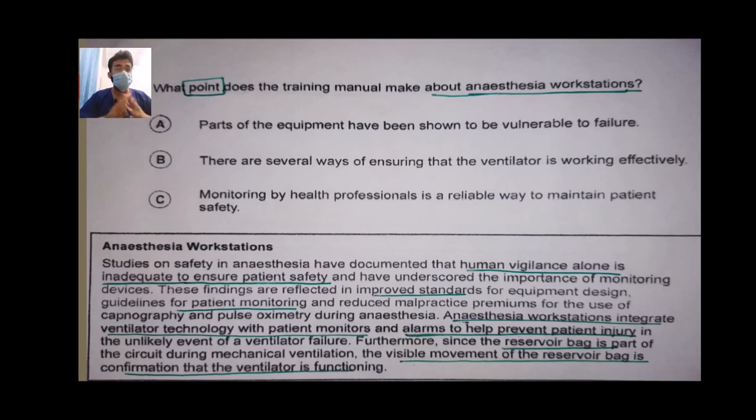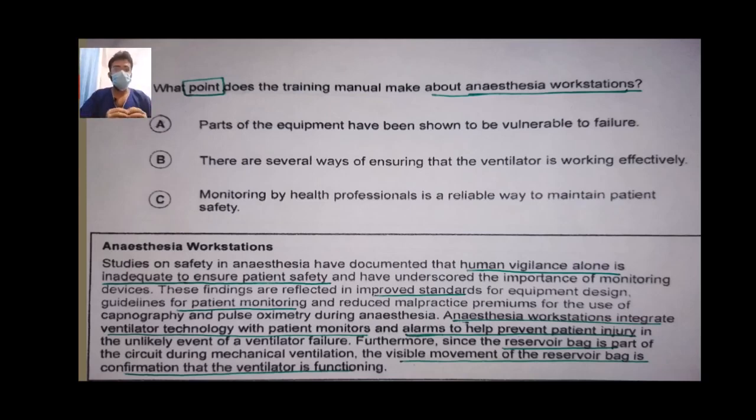Anesthesia workstation. So here is the keyword, anesthesia workstation. Most probably our answer will be in the upcoming lines. Anesthesia workstations integrate ventilator technology with patient monitors and alarms to help prevent patient injury in the unlikely event of ventilator failure. So what happens in ventilator failure? Alarms. Okay. Furthermore, since the reservoir bag is part of the circuit during mechanical ventilation, the visible movement of the reservoir bag is confirmation that the ventilator is functioning well.